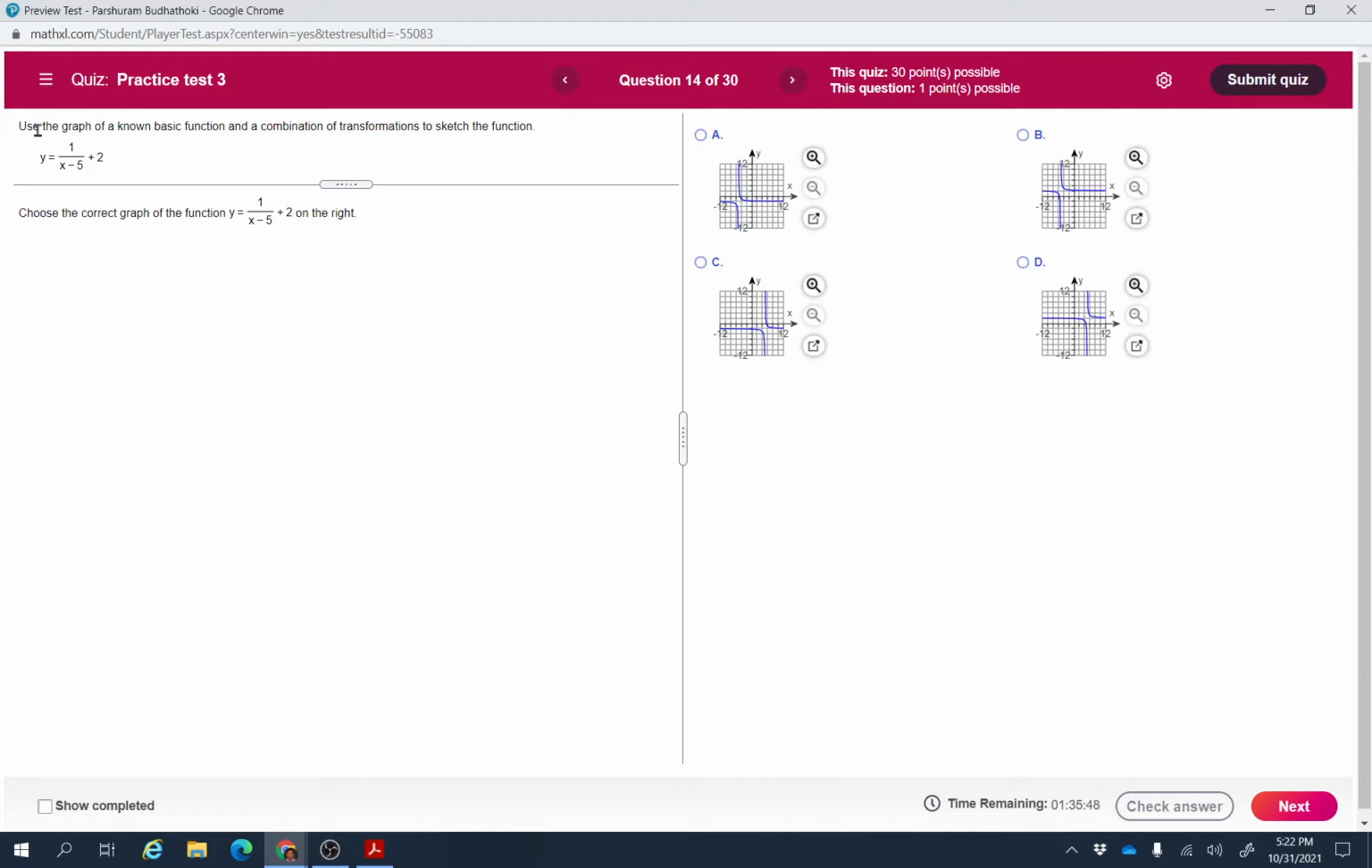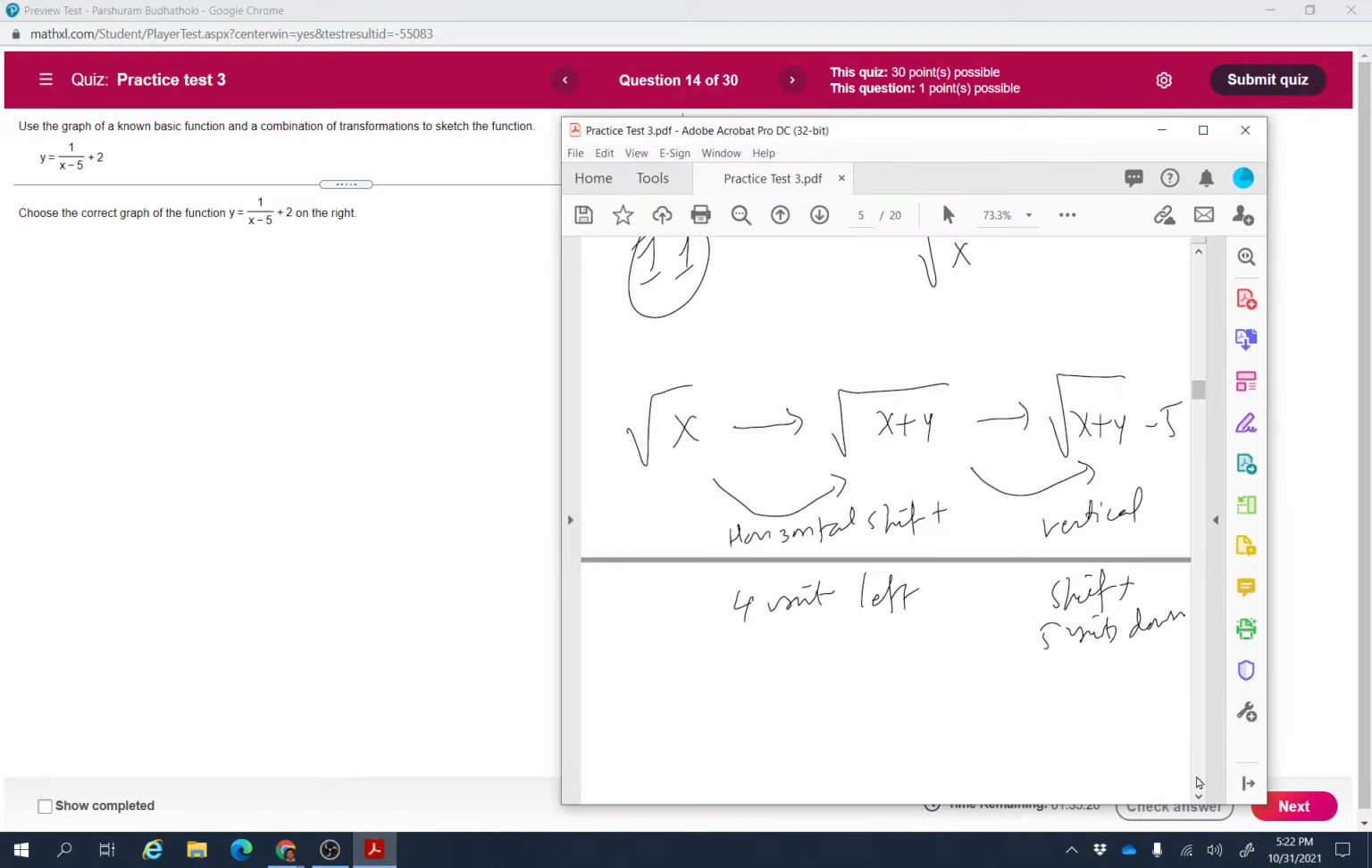Okay, use the graph of a known basic function and a combination of transformations to sketch the function. So look here, what is the basic function? Just think of the function without these constant numbers. So remove this 2, remove this 5, then what's left would be 1 over x. So the basic function is 1 over x, which is the reciprocal function. That is our starting point.